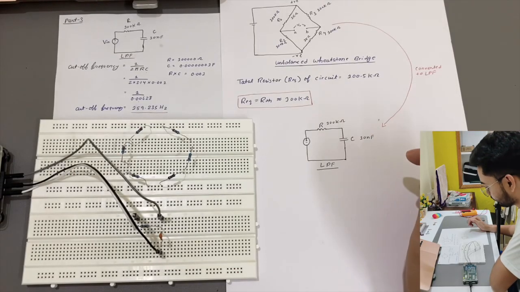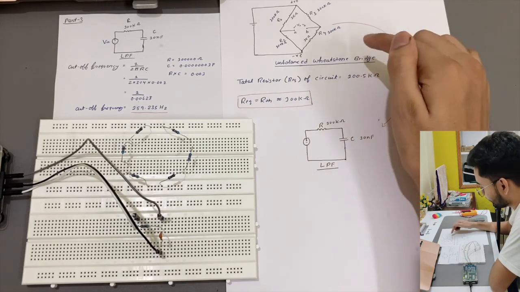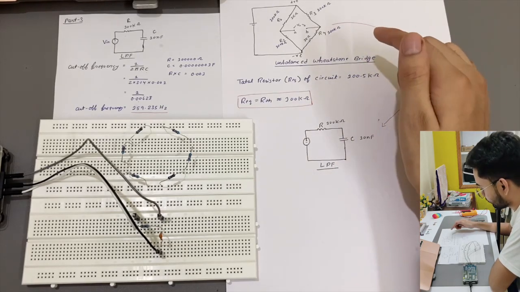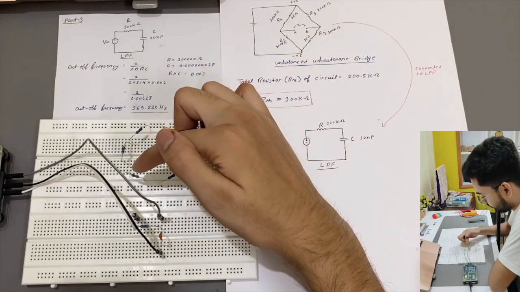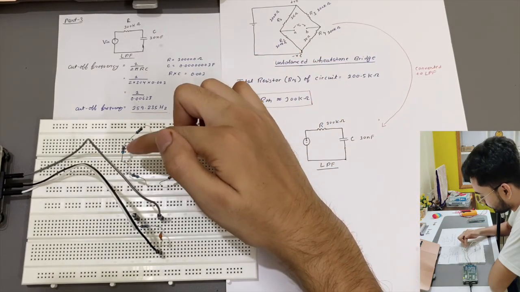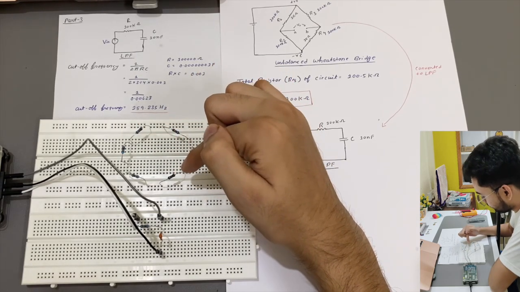Now I am going to do the third part of our experiment. In the third part, I have to create a low pass filter from the unbalanced Wheatstone bridge which we already created in part 2. So this is my unbalanced Wheatstone bridge and its diagram. This is my R1 and R2, which are 100 kilo ohm, with a 1 kilo ohm resistor placed between R1 and positive. This is my R3 and R4 of 100 kilo ohm, and a 1 kilo ohm resistor placed between R4 and negative.